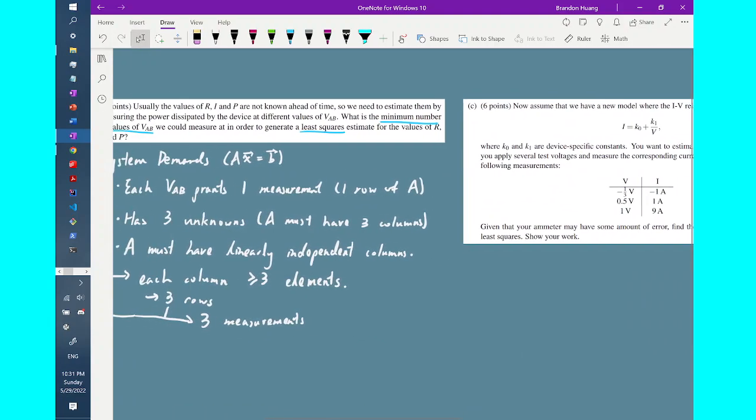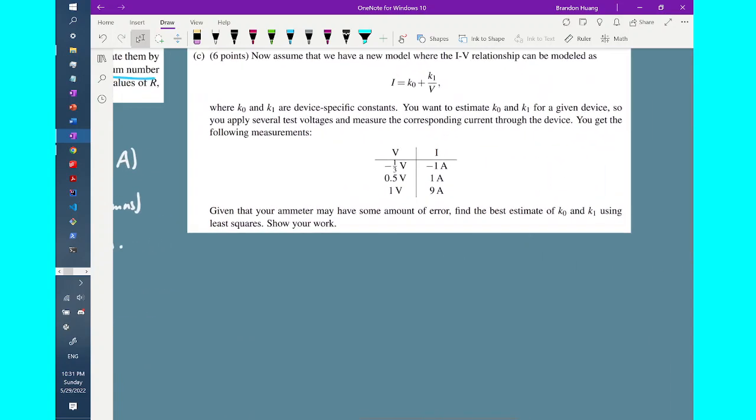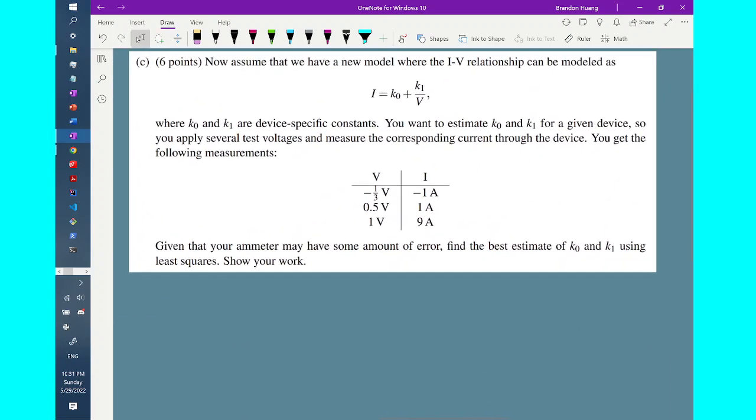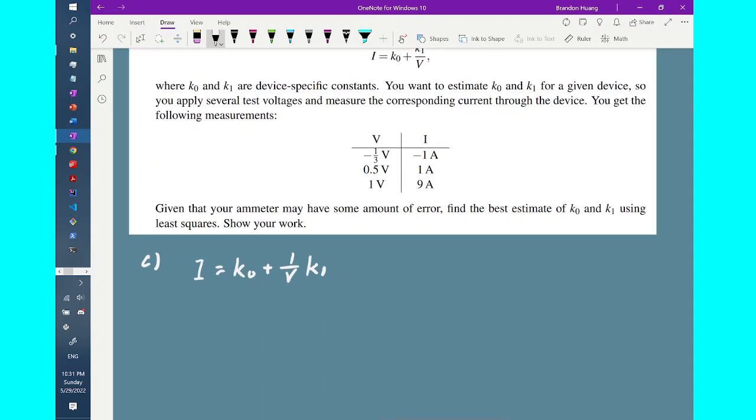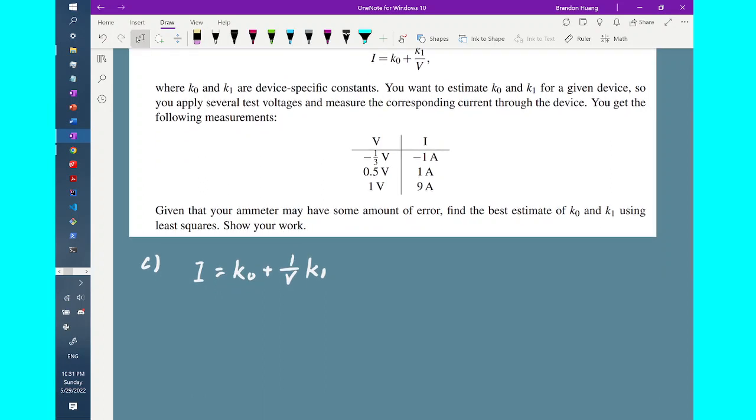So now that we have finished part 2, we just have to go through part 3, which is part C. So we are now given this equation that I is equal to k0 plus 1 over v times k1, where k0 and k1 are constants that we don't know and want to estimate, and then we're given this series of measurements of I and v. We will now need to try estimating k0 and k1 using the least squares algorithm.